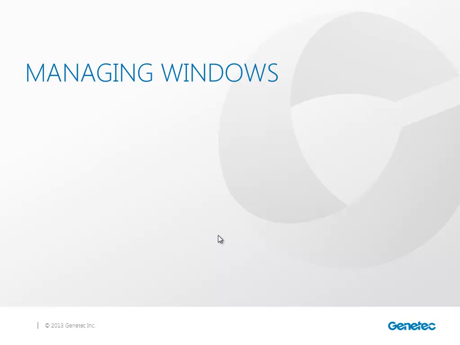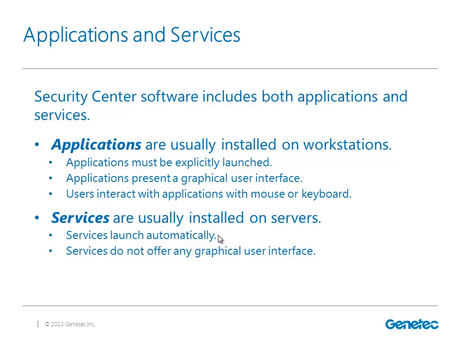Managing Windows. Applications and services. Security Center software includes both applications and services. Applications are usually installed on workstations, while services are usually installed on servers. Applications must be explicitly launched. Applications present a graphical user interface, and users interact with applications using their mouse or keyboard. Services, on the other hand, launch automatically, and services do not offer any graphical user interface.